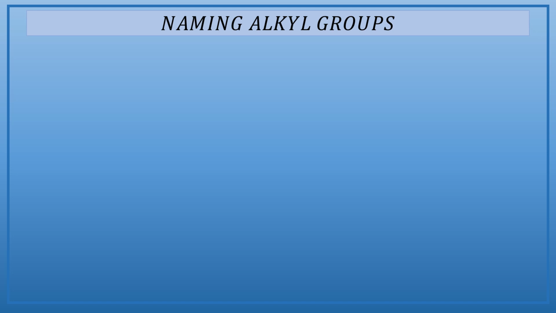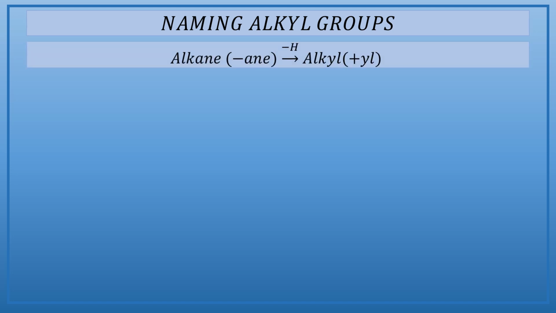Let us begin by understanding the formation and naming of alkyl groups. An alkyl group is formed when we remove a hydrogen atom from an alkane. And corresponding to the naming, the "ane" suffix of alkane is changed to "yl" suffix to derive its name from that particular alkane. For example, CH4 is the first member of alkane, and as per IUPAC its name is methane.